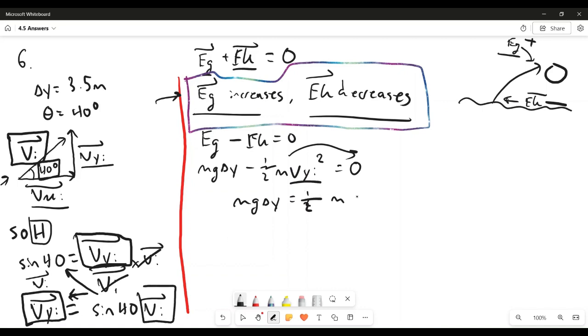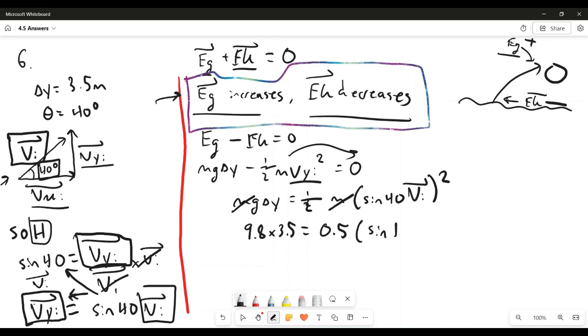So we're going to rewrite that in a bracket as VI sine 40, the initial velocity, squared. Now we have mass on both sides, so cancel those out. We have 9.8 gravity times 3.5, and we have 0.5 times VI sine 40 squared. So what is the left side? That is 34.3.